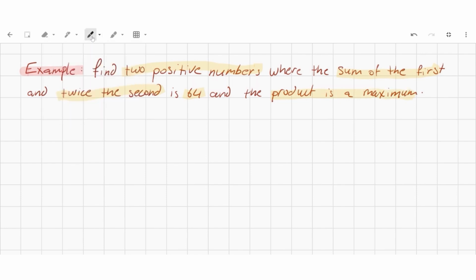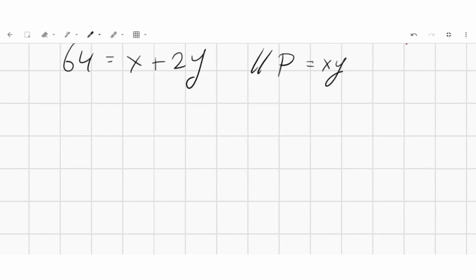Based on this information, we are going to write two equations, one for the primary equation and one for the secondary. So here we have two positive numbers where the sum of the first and twice the second is 64. So it's going to be 64 equals X, which is the first, and then twice the second, which is 2Y. And then after that, we have the product is a maximum, and just as previously stated, we're going to be using P equals X multiplied by Y. Now that we have this information, let's get to solving. So I'll keep these in frame for reference.